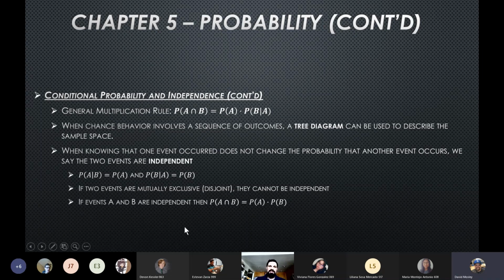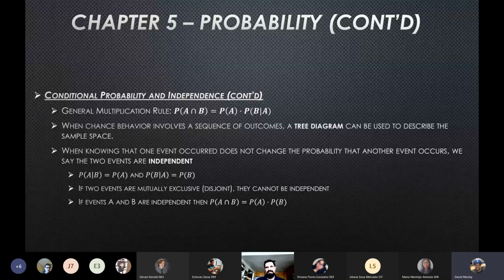If two events are mutually exclusive, meaning they are disjoint, they cannot be independent. If we think back to the previous example with the rolling of the 2 dice, if I know that the sum of the 2 dice is greater than 10, then I know the probability of the sum of those 2 dice being less than or equal to 6 is 0. That means knowing that one event happened has changed the probability of another event occurring. That is why when two events are mutually exclusive, they cannot be independent. If events A and B are independent, then the probability of A and B is equal to the probability of A times the probability of B.